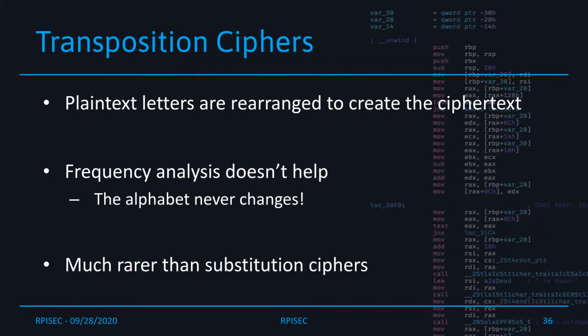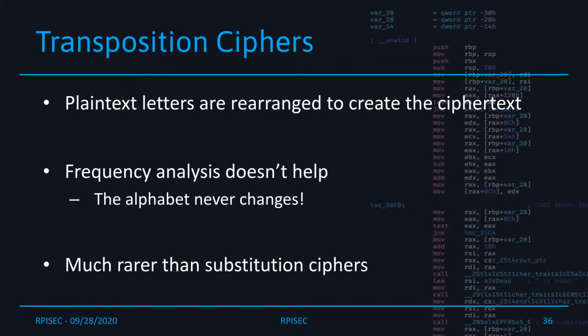So that's all I have for substitution ciphers. So now let's move on to transposition ciphers. Like I said at the beginning of the talk, transposition ciphers don't change the alphabet that's used with the plaintext. Instead, they just rearrange the plaintext to create the ciphertext. And in this case, frequency analysis doesn't help at all, because the ciphertext is made up of the exact same letters as the plaintext was. So the frequencies of all the letters will be the exact same between the two.